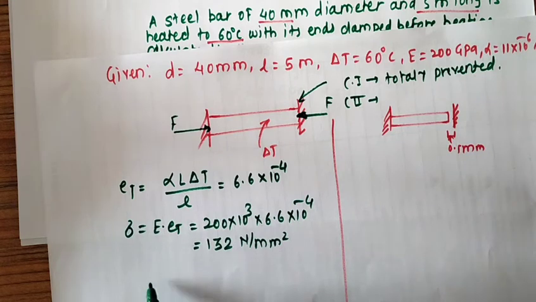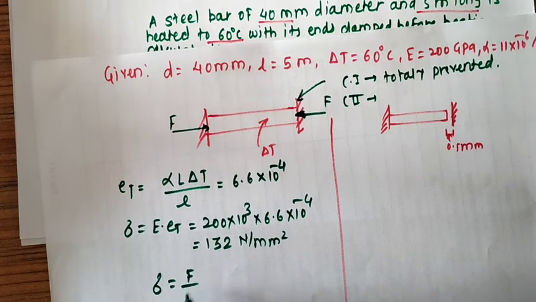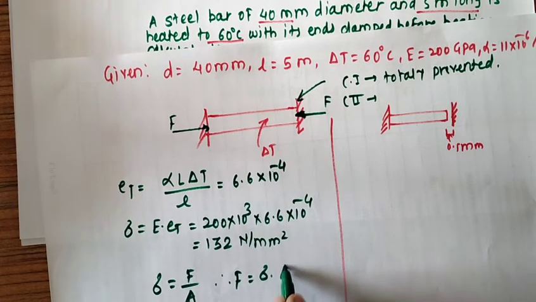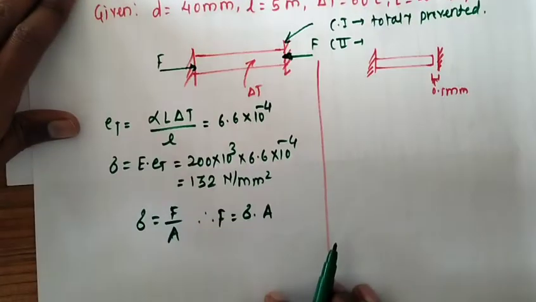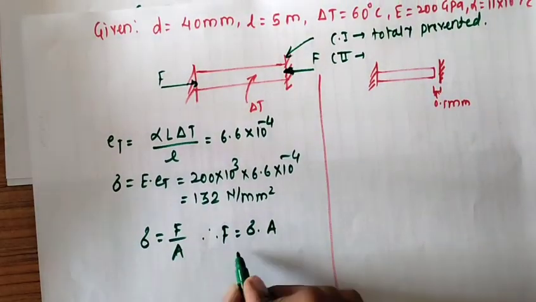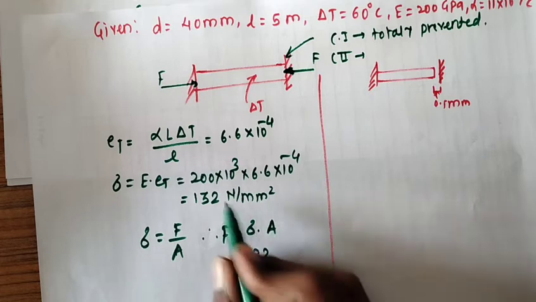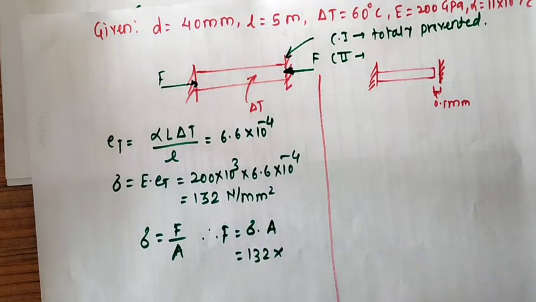To find force, we know that sigma is equal to F upon A. Sigma is known, 132. That is, F is equal to sigma into A. Sigma is 132 Newton per mm square into area. Now, area is how much?